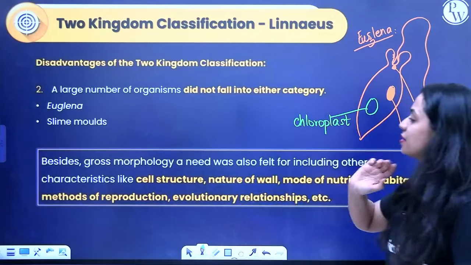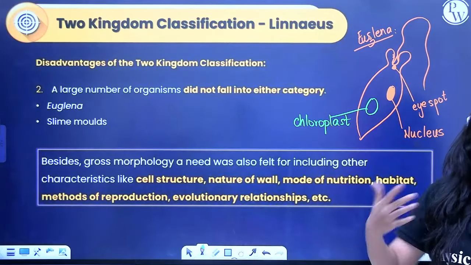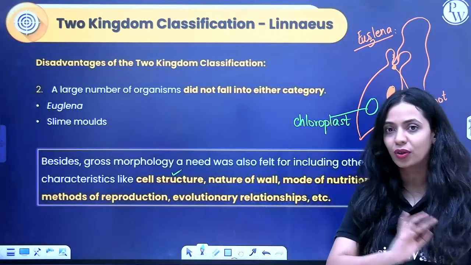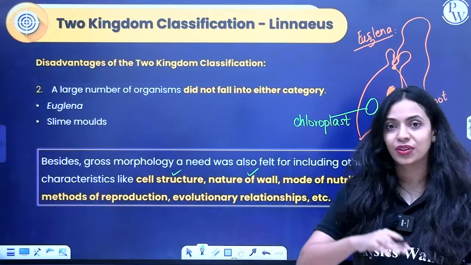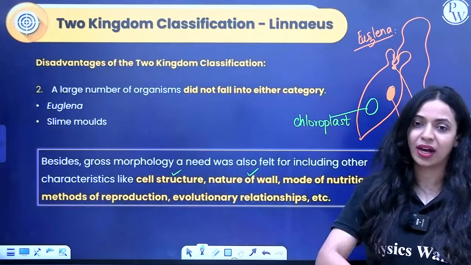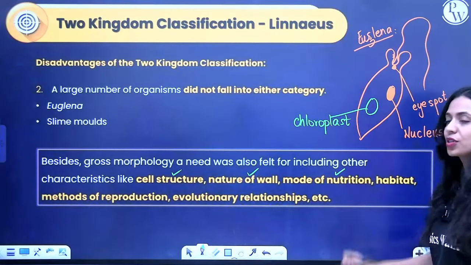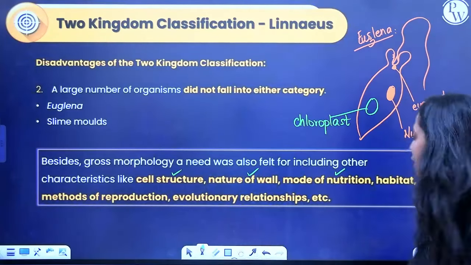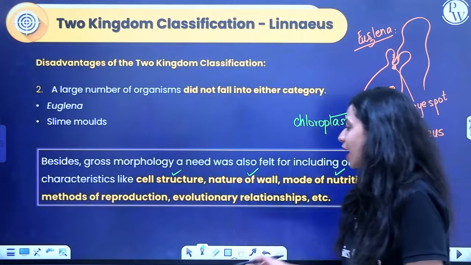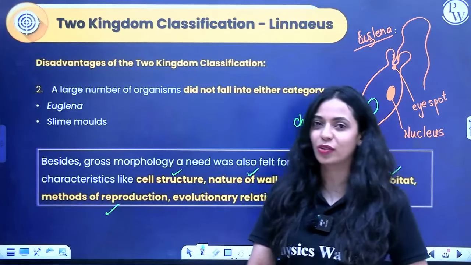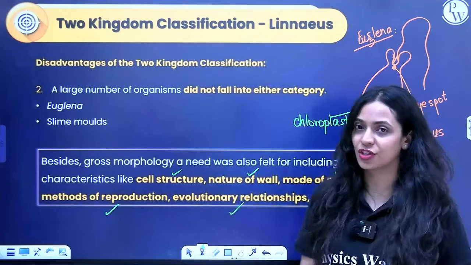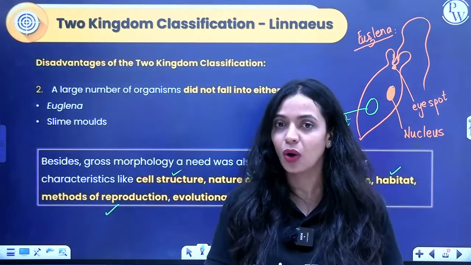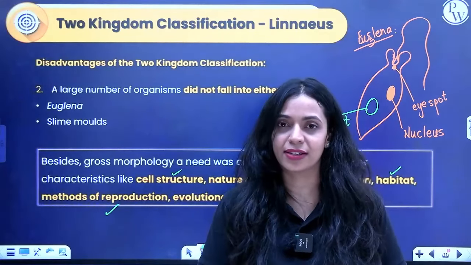Okay, so besides gross morphology, scientists and taxonomists felt that you should use cell structure, prokaryotic or eukaryotic, nature of the wall, whether it was made up of peptidoglycan or cellulose or chitin, mode of nutrition, whether it was autotrophic or heterotrophic, if it was heterotrophic, how would it obtain nutrition, habitat, where does it live, how does it reproduce, asexually, sexually, what kind of spores are produced, evolutionary relationships.